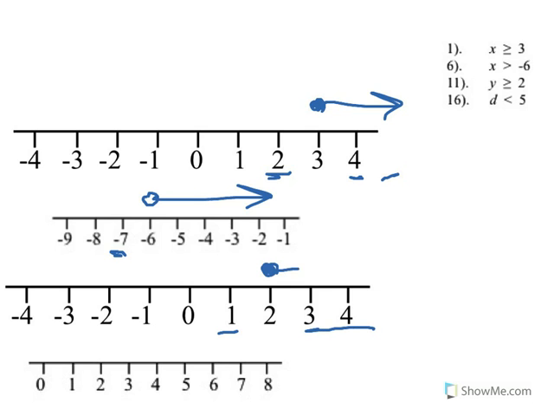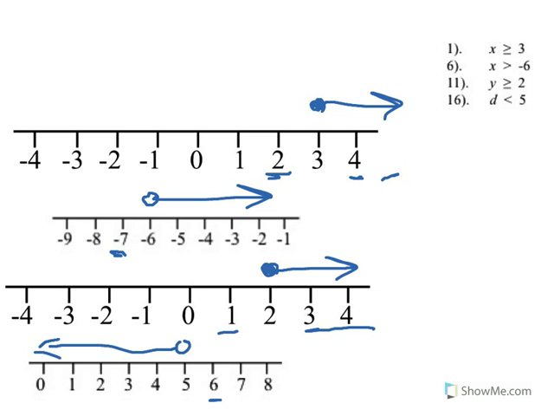And the last one, d has to be less than 5. So where's 5? There's 5. Put a circle above it. No, it's not equal to it, so I leave it empty. d has to be less than 5. So if I put 6 in place of d, that wouldn't be right. 6 is not less than 5. So my arrow must be going that way. I probably could have done with being a bit straighter.